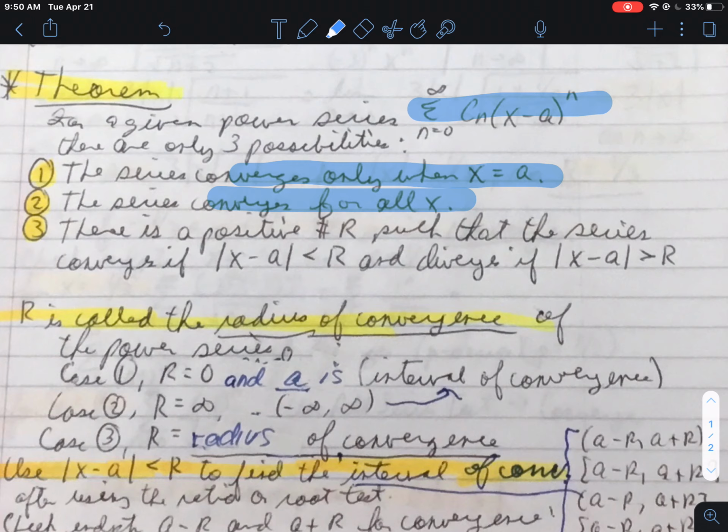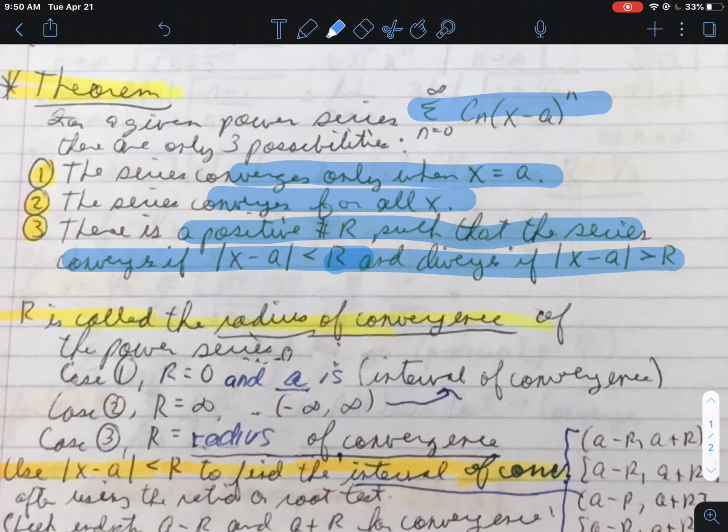Or there is some positive number r such that our series converges if the absolute value of x minus a is less than r, and diverges if the absolute value of x minus a is greater than r. That was from our power series. Remember, r would be 1 because that's what we compared it to. All right, the one we had earlier where the absolute value of x minus 3 was less than 1 because we were using ratio test. That would be our r value.